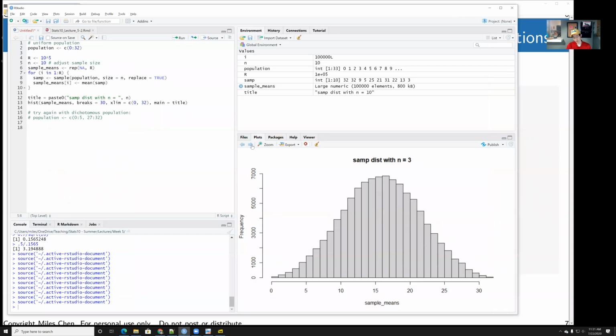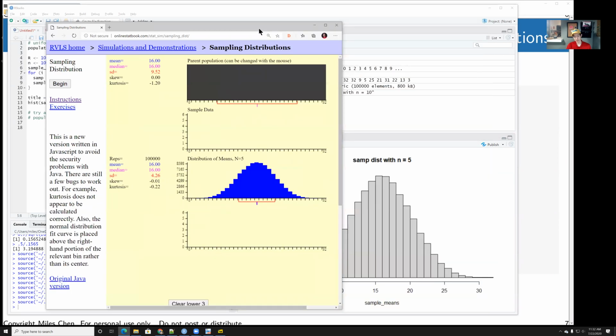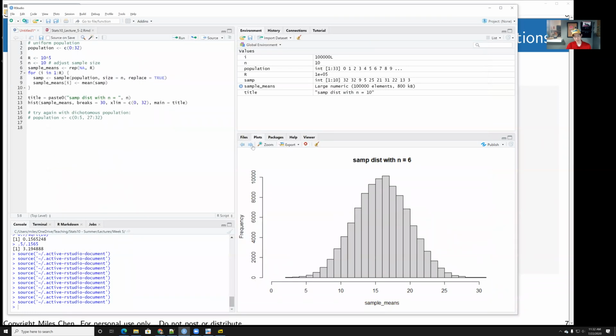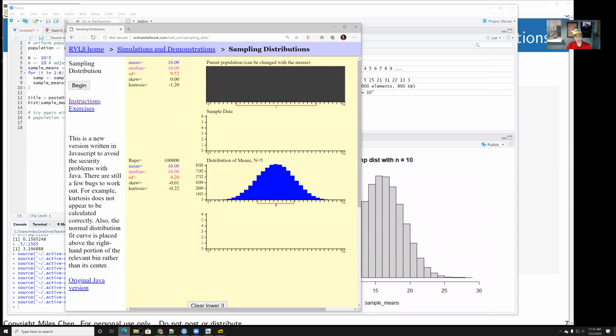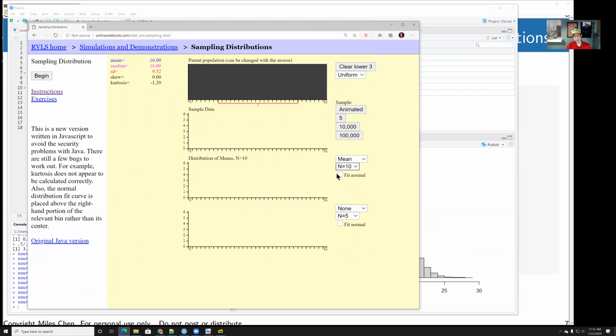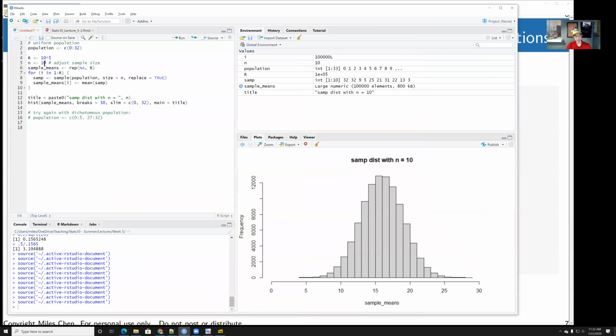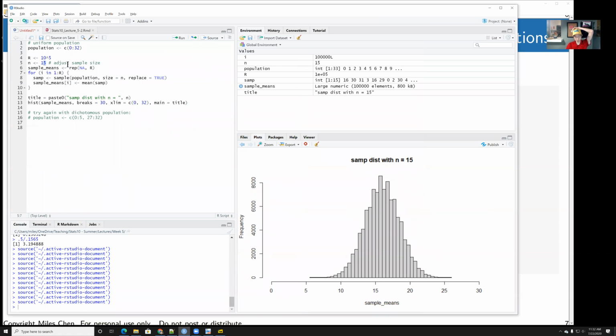I've got n equal to 2, n equal to 3, 4, and 5. So this result should look a lot like this result here. And I would say it does, okay? And as n increases, here it is with 6, 7, 8, 9, 10. N equal to 10, okay? And this result should look similar, which I think they do. As we increase our sample size, here it is with n equal to 15 and n equal to 20 and whatnot.